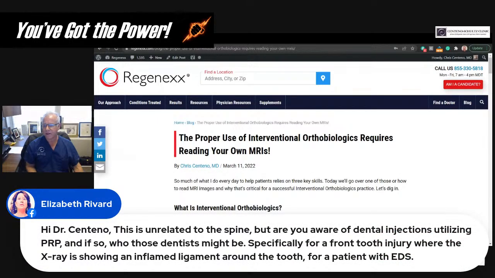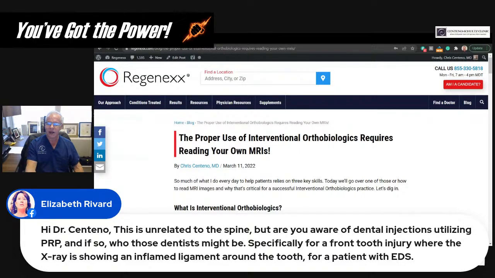Elizabeth, hi, Dr. Centeno. This was unrelated to the spine, but are you aware of dental injections utilizing PRP? And if so, who those dentists might be specifically for a front tooth injury where the EDA is showing an inflamed ligament around the tooth? Elizabeth, that is a great question. Dentists in general were the first to use PRP. So they're certainly going to have experience with doing that kind of work.